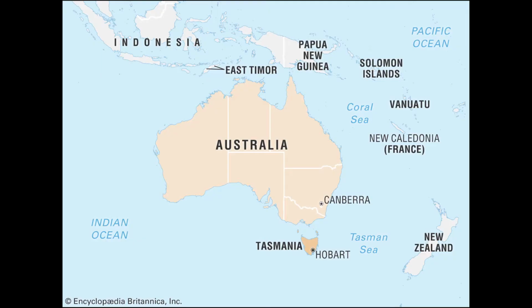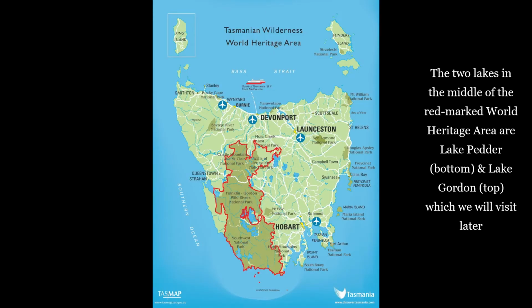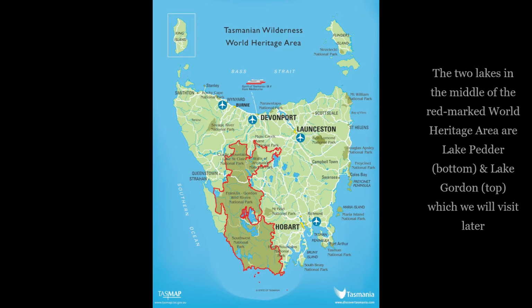And here we see the location of Tasmania at the bottom right hand side of mainland Australia. Here we see the UNESCO World Heritage Area and the various national parks and the capital city Hobart. In this 4-part video series we use various Tasmanian bush airstrips to access the most beautiful special parts of Tasmania.